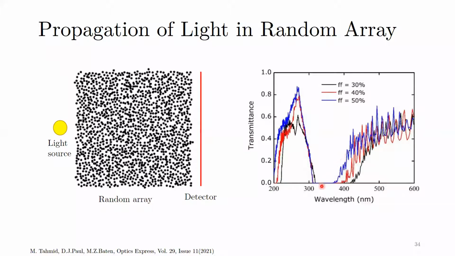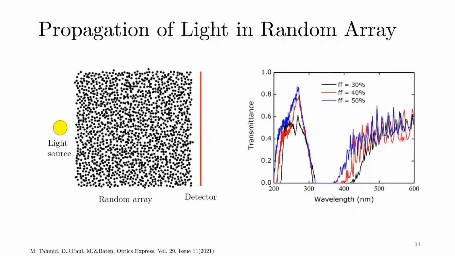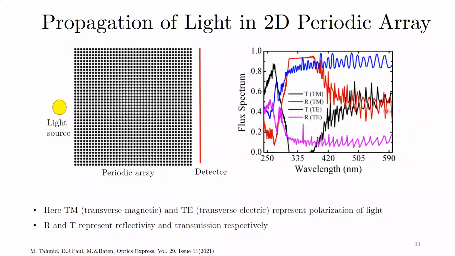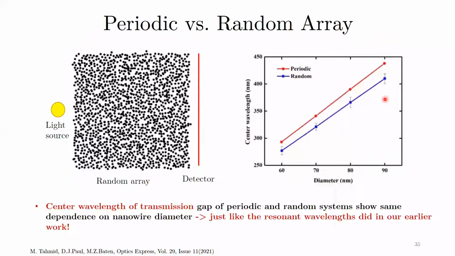So we see that this transmission gap is very similar to the photonic gap that we observe for the periodic system, and we see the transmission of light, the black curve, just as for the periodic system. So we see some correlation between the random and the periodic systems. To further validate and understand this, we varied the diameter for both the periodic and the random systems. We saw that the center wavelength of the transmission gap of the periodic and random systems show the same kind of behavior.